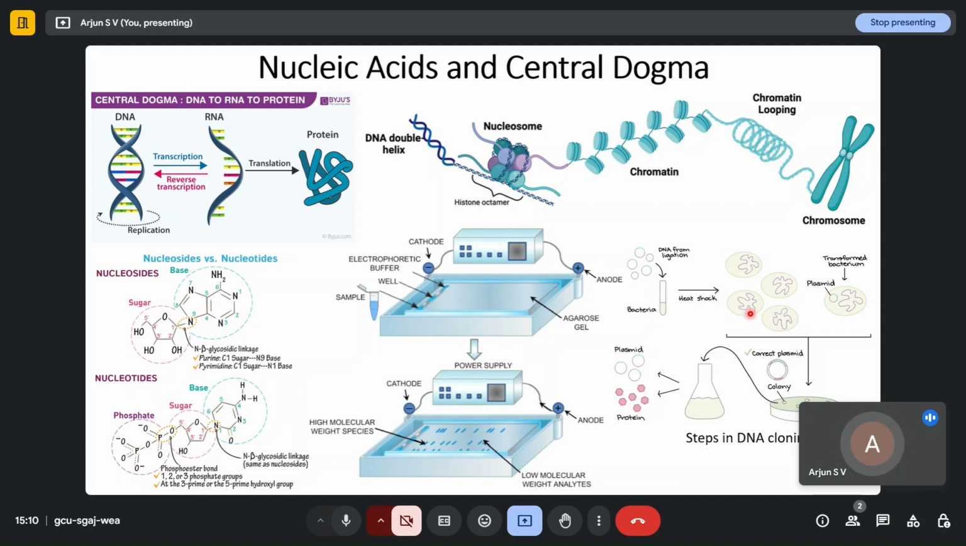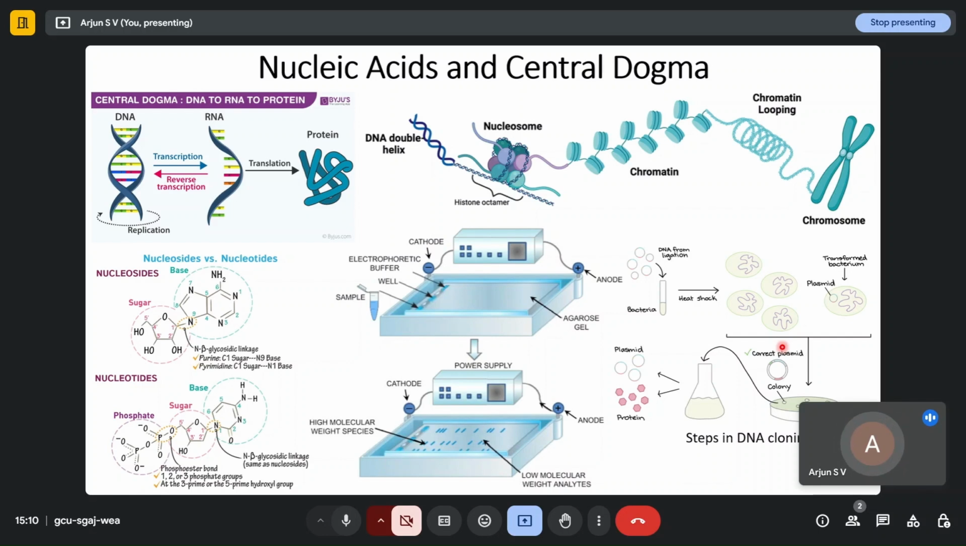We first saw DNA cloning, where we saw the plasmid, which are extrachromosomal molecules that have few genes. These plasmids can be used as a cloning vector, which is a DNA molecule that can carry foreign DNA into a host cell and replicate there.